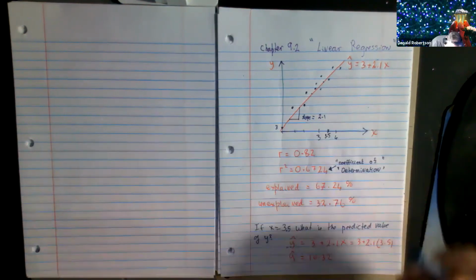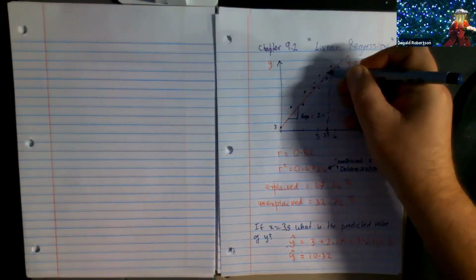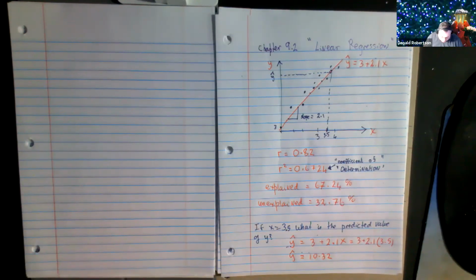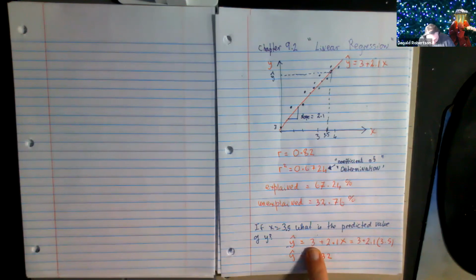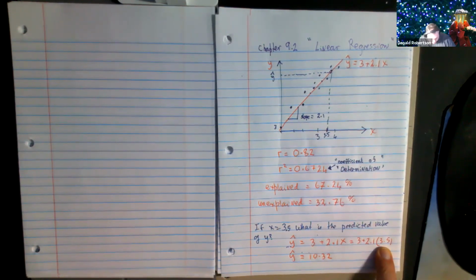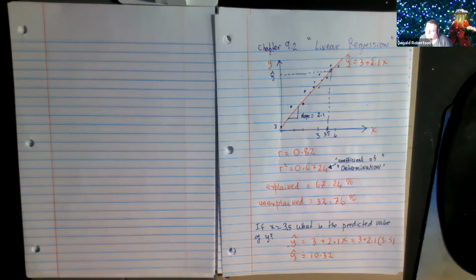at that point there at 3.5. And you can imagine going up here, you'd hit the line and you'd go over here. That's the y-hat. And you do it simply by taking the equation, predicted y is 3 plus 2.1x, and it becomes 3 plus 2.1 times 3.5, which I hope is 10.32. And that's pretty much a standard linear regression question. The x and y's will have a story attached to them, but that's the gist of it.